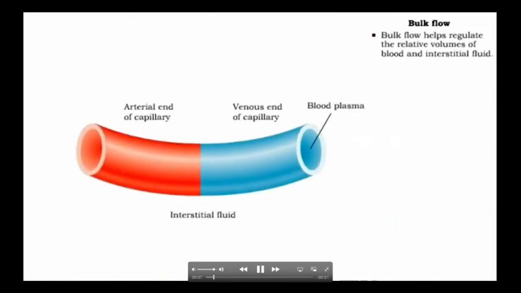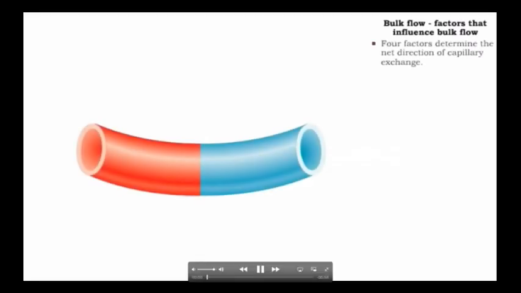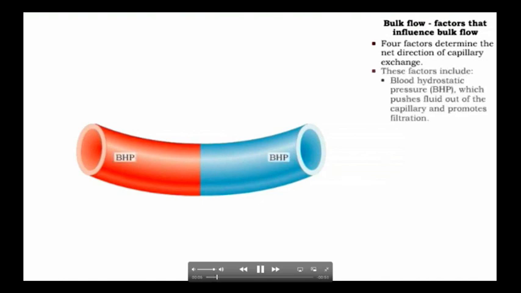Bulk flow plays an important role in regulating the relative volumes of blood and interstitial fluid. It does this by balancing specific pressures. Bulk flow is given two names depending on the direction of movement. There are four factors that determine the net direction of capillary exchange: blood hydrostatic pressure, generated by the pumping of the heart, promotes filtration by pushing fluid out of the capillary.